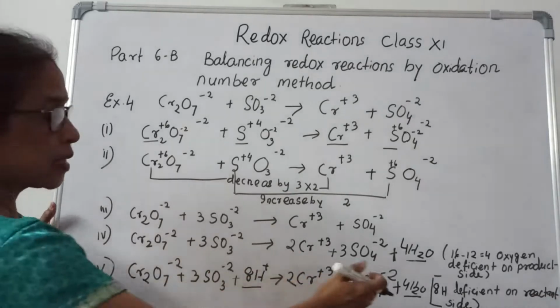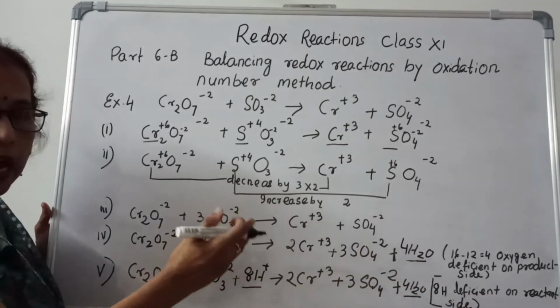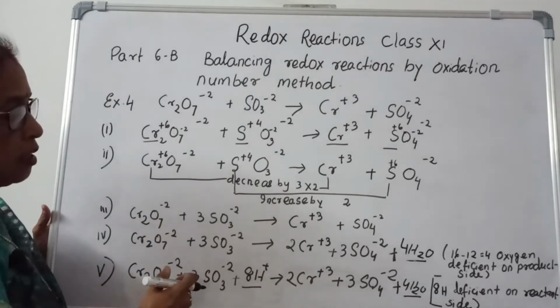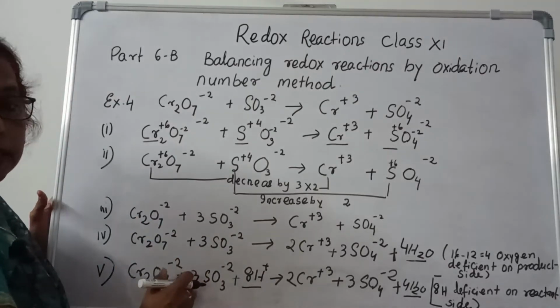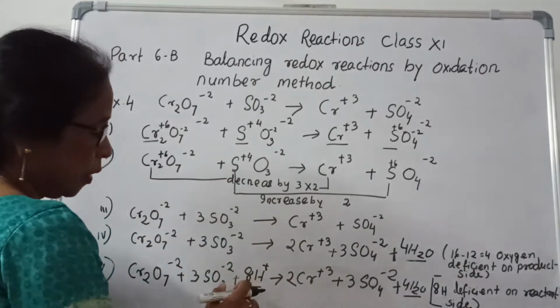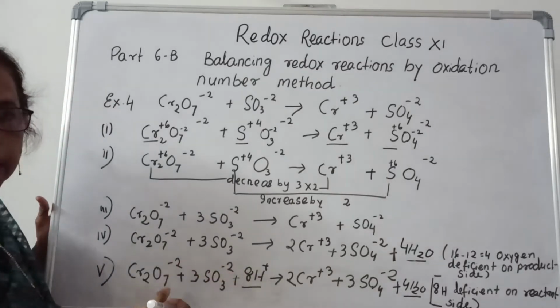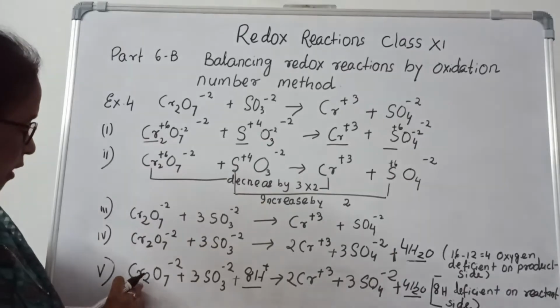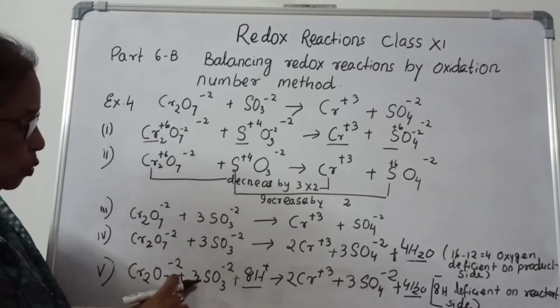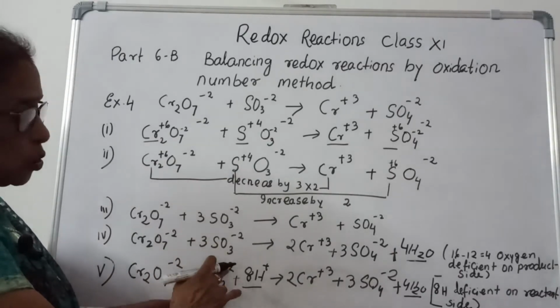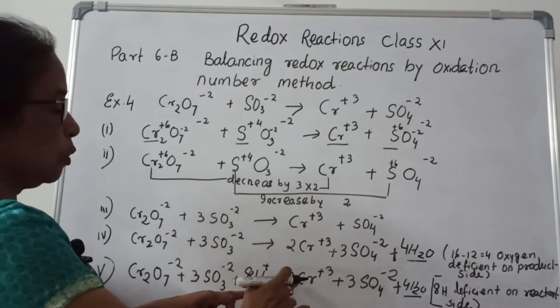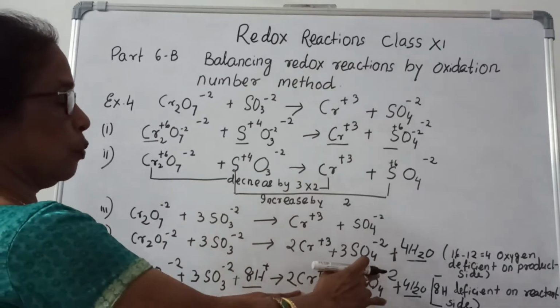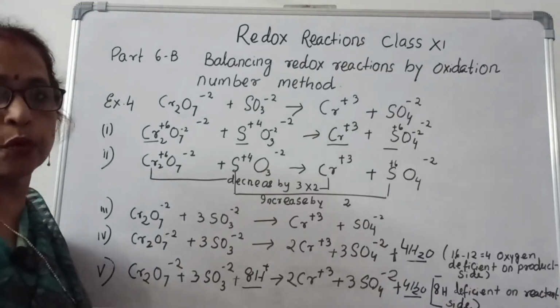And the next, see here 8 hydrogen deficient on the reactant side. That is why I put 8H plus on the reactant side. Now you can observe it is balanced. Cr2O7 minus 2, 3SO3 minus 2, 8H plus gives 2Cr plus 3, 3SO4 minus 2 and 4 water.